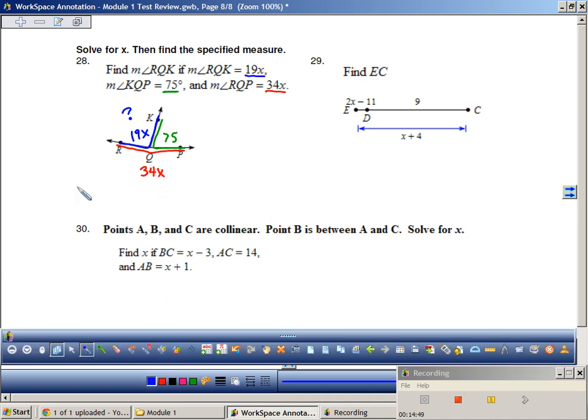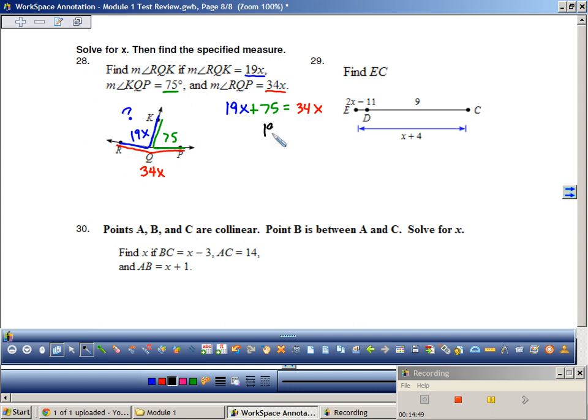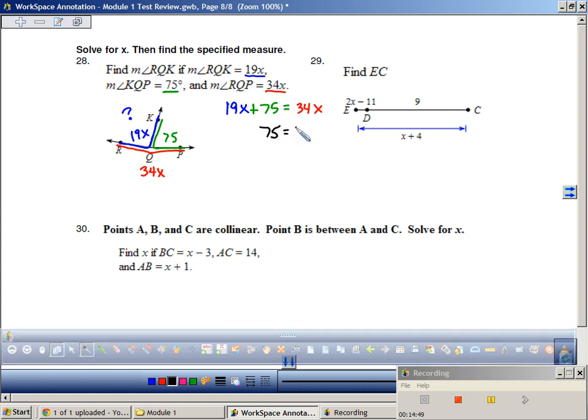So let's add blue, which is 19x, and let's do it over here. 19x plus green, 75, equals 34x. So if I were to subtract 75 from both sides, what would I get? Sorry, jumping the gun again. Subtract 19x from both sides, and what do I get? 15x. If I divide both sides by 15, what am I going to get? 5.